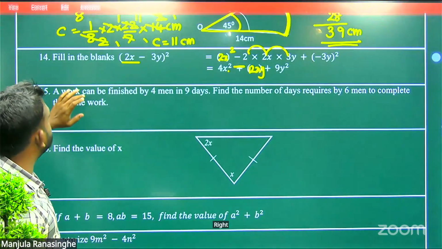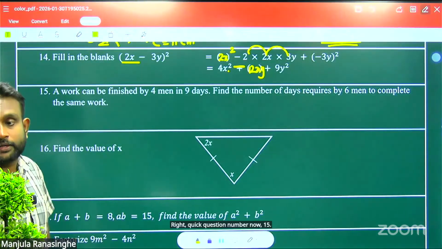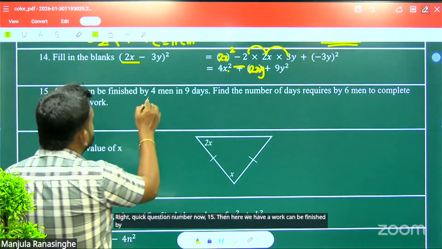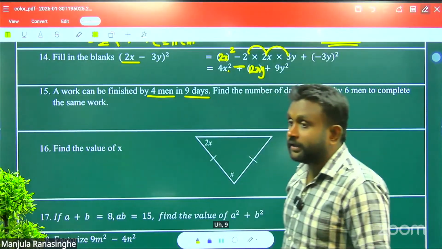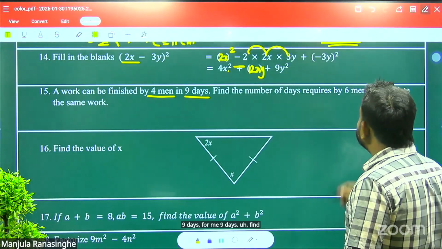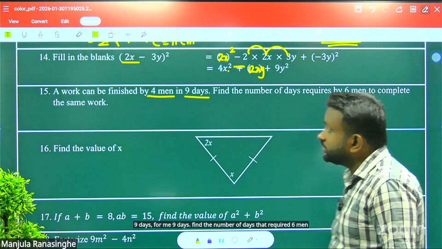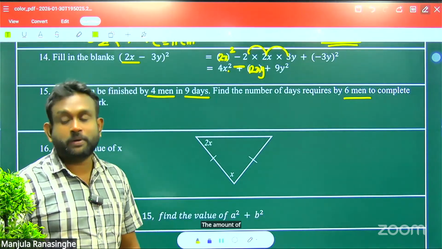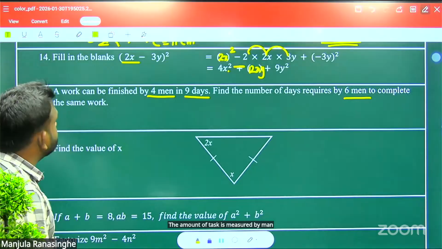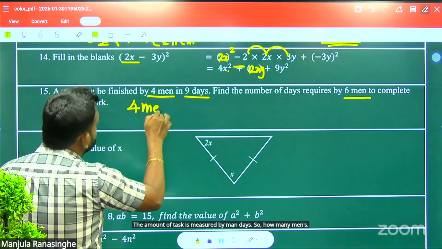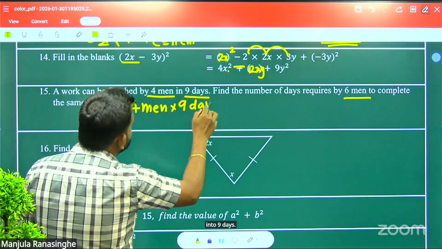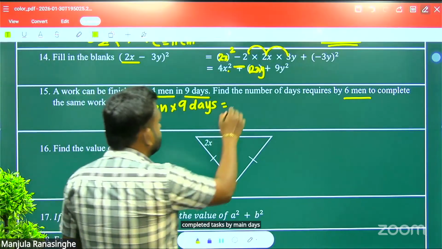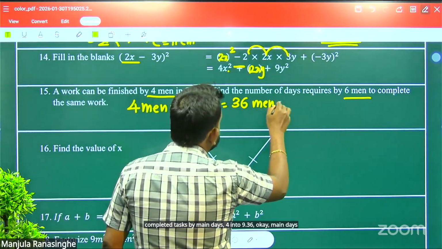Right. Question number 15. Here we have a work that can be finished by 4 men in 9 days. Find the number of days required for 6 men to complete the same work. We take the man days. The amount of task is measured by man days. So how many men? 4 men into 9 days. Okay, then see what's the task completed, in man days: 4 into 9, 36. Okay, they are 36 man days.